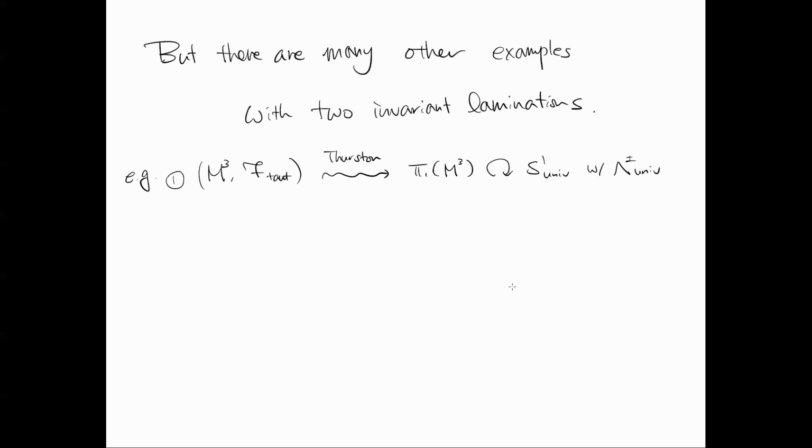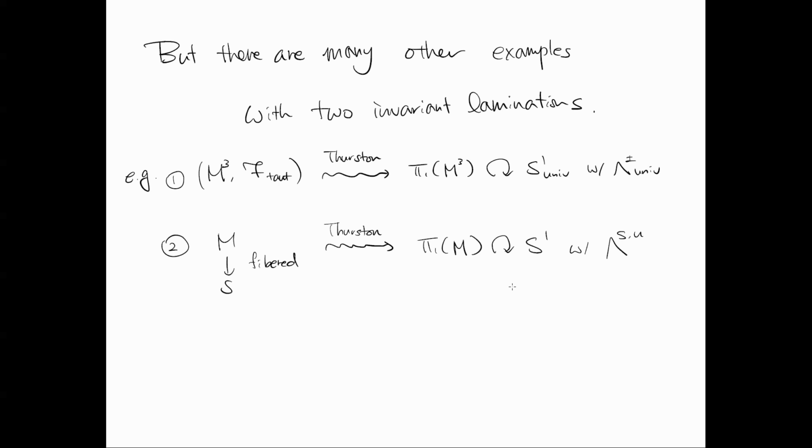First of all, if you have the setting of a co-orientable taut foliation, the Thurston theorem says that you have an action on the universal circle with two invariant laminations. That was the theorem I stated before. Although these are not very full laminations. But anyway, having two laminations, that's an example.